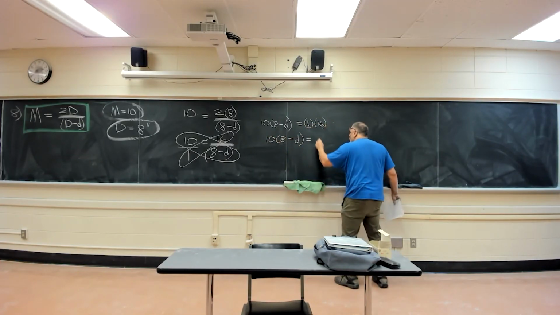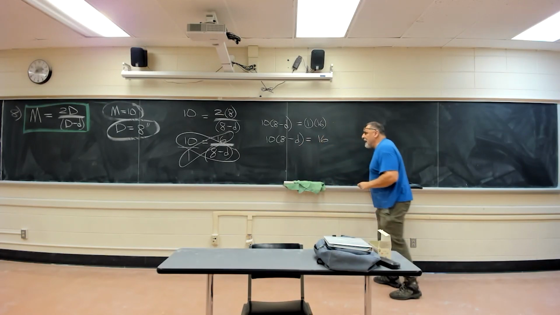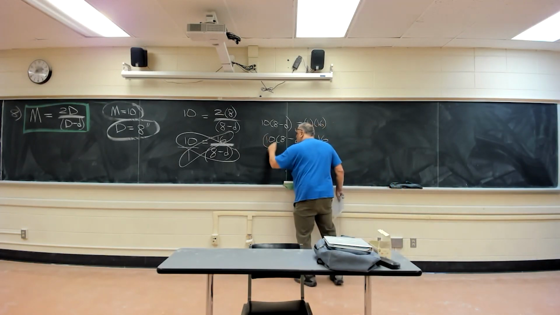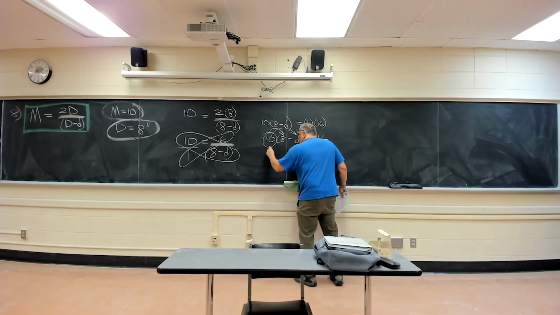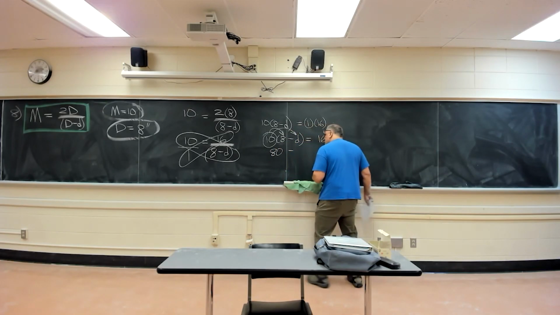It's not easy either way. 1 times 6, we got that. Let's use the distributive principle. 8 times 10, 80. Or 10 times 8, 80. 10 times D, 10D.